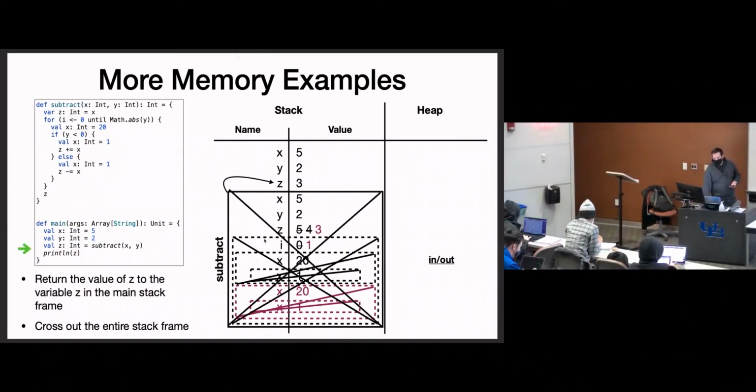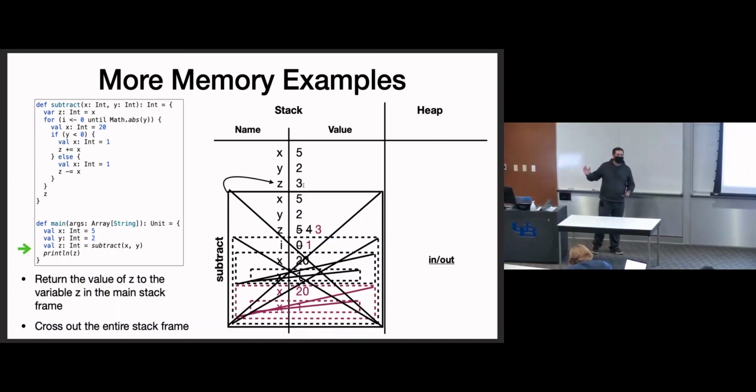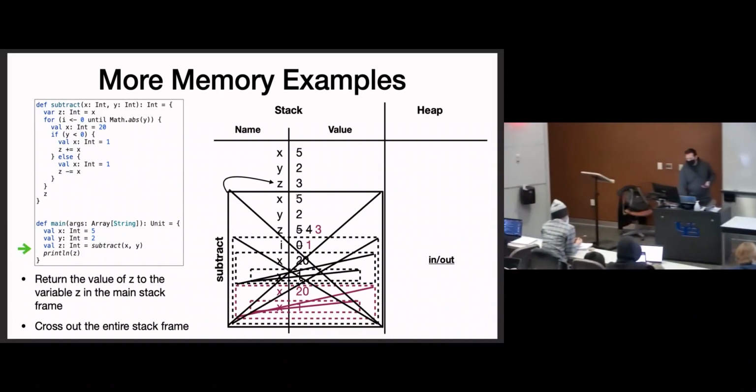We return z, cross out our whole stack frame. The value of z is 3. Remember, we're not looking at our code to figure out our values. We just look at our memory diagram. Return z. Z is 3. Return z to z. It's okay to reuse variable names in different code blocks, especially even stack frames, especially code blocks as well.